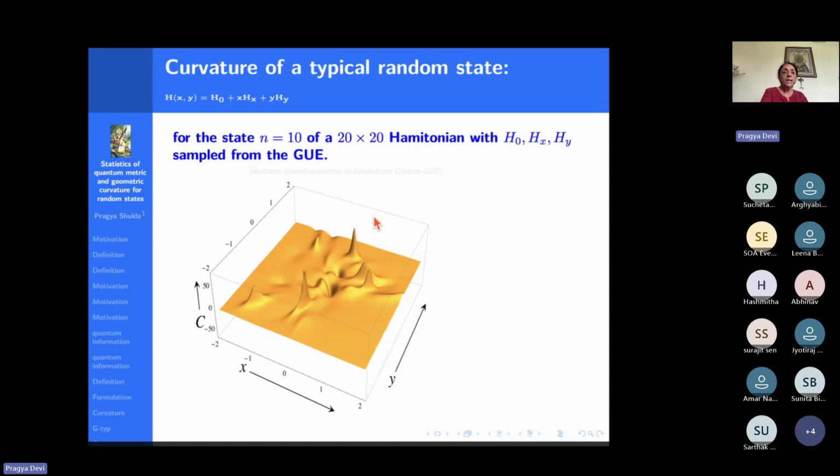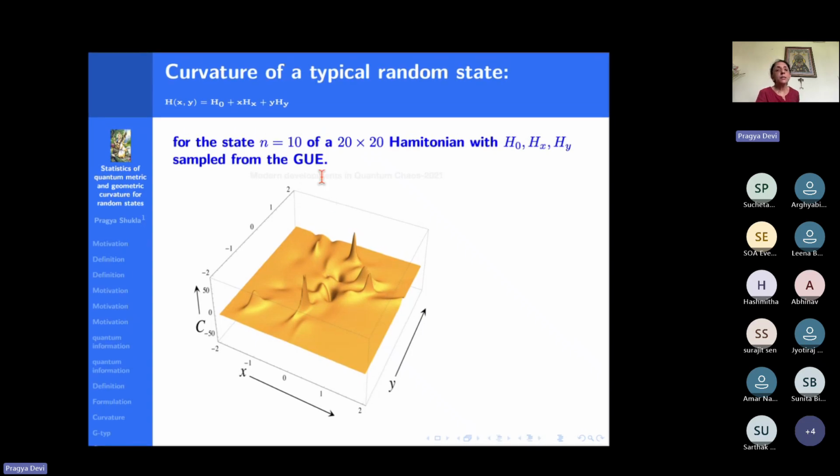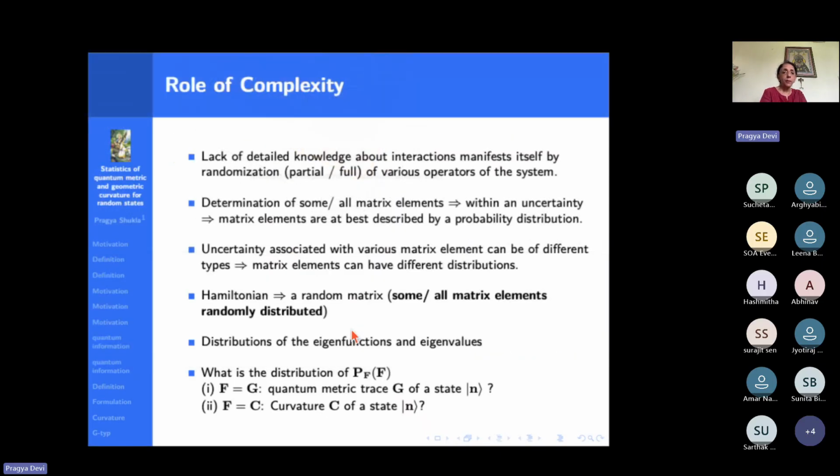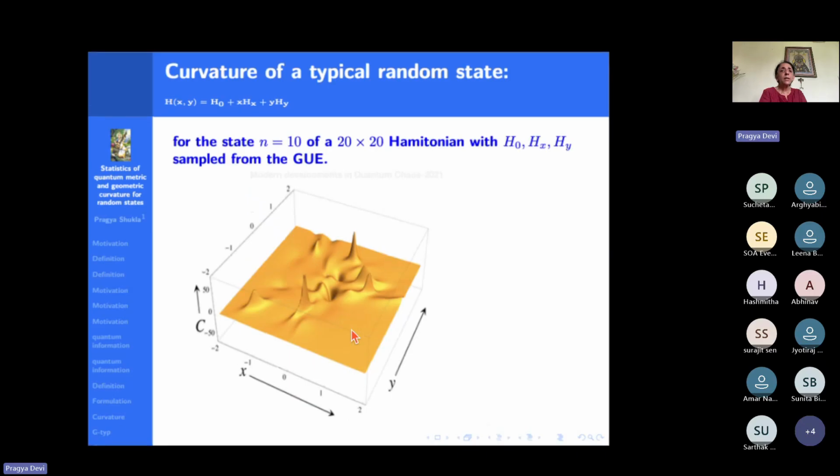And as I said, in this case you have to consider a complex Hermitian ensemble, because the state has to be complex. Otherwise, curvature is 0. Again, you see the shoot-up, and again you can connect these shoot-ups with accidental degeneracies. Okay, so the question is, first of all, why am I interested in random states? Because I showed you the picture of curvature and metric trace both for random states.